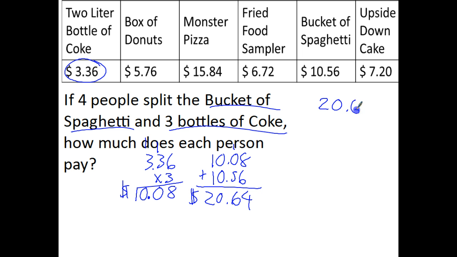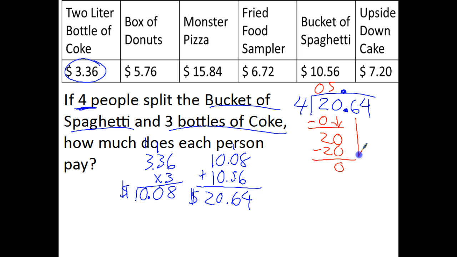That's my total cost. I want to take that and divide it by the number of people who are splitting it, which is 4. Make sure I got my decimal point right above the decimal point. How many 4s in 2? None of them. How many 4s in 20? 5. 5 times 4 is 20. Nothing left. Bring down my 6. How many 4s in 6? Just 1. 1 times 4 is 4. Bring down my other 4. How many 4s in 24? We just did that a while ago. It was 6. 6 times 4 is 24, nothing left. Everybody's going to spend $5.16.